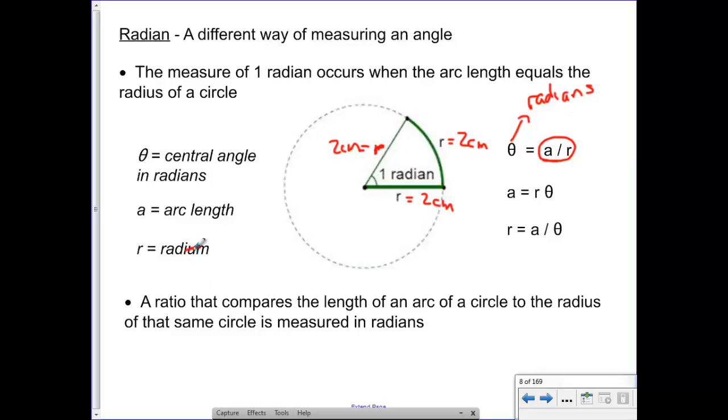By the way, I don't know why I called this radium. This is supposed to be radius. I don't know why that auto-corrected. Radium is like a chemical. Someone else had a hand up.